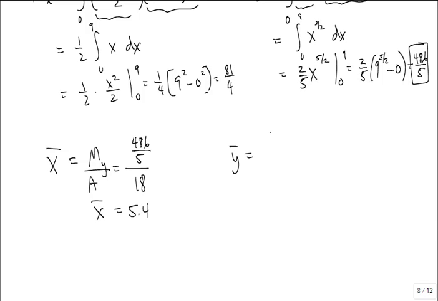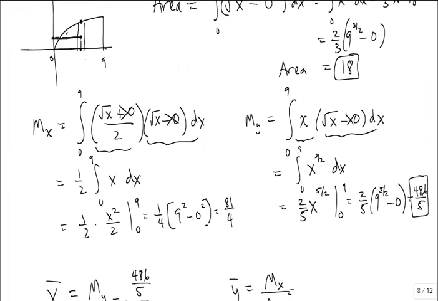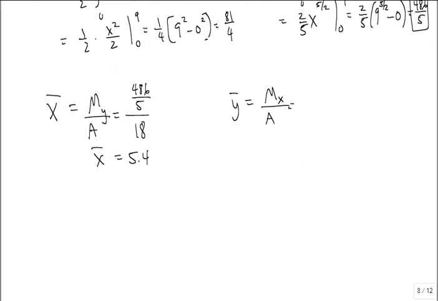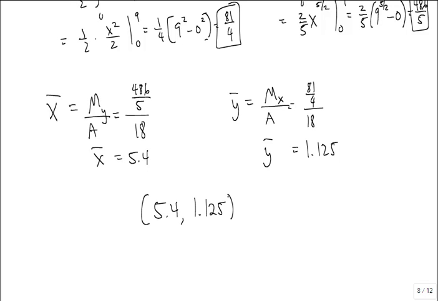Then for your y bar, you're going to use the moment about the x-axis over your area. And you're using the moment about the x-axis because that's the distance from the x-axis, which is really your height, your y. Okay, so that's why it's going to give me y bar. So my moment about the x-axis was this 81 over 4, and our area again was 18. So when I simplify that, that's 1.125. So there's my y bar. So my center of mass is 5.4 for the x and 1.125 for the y.